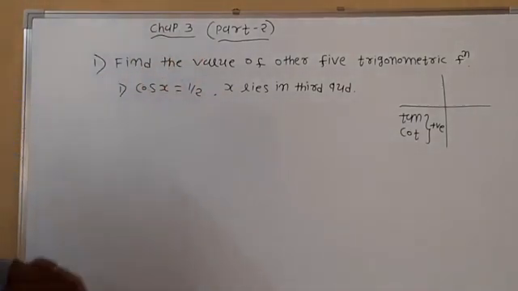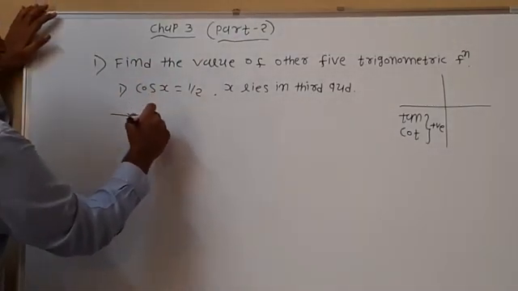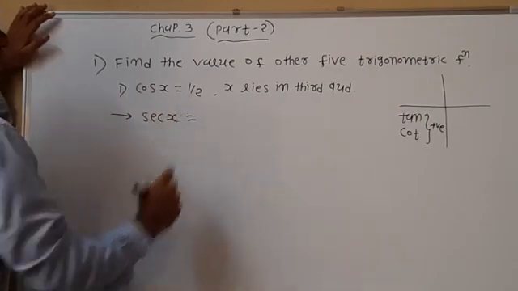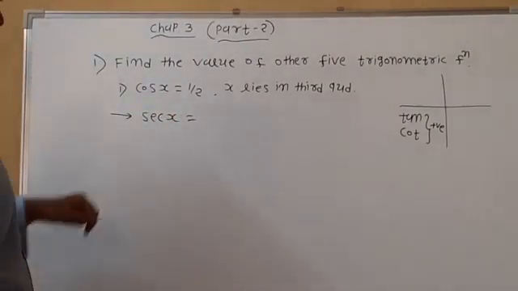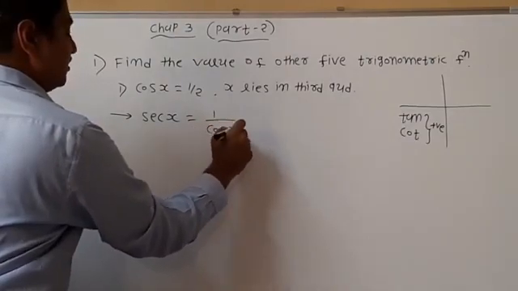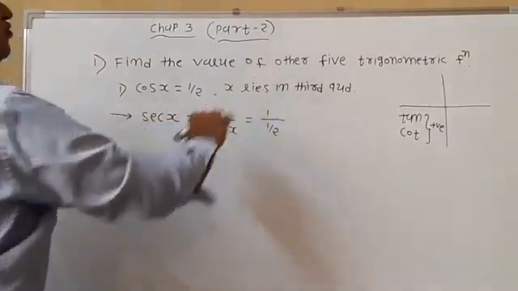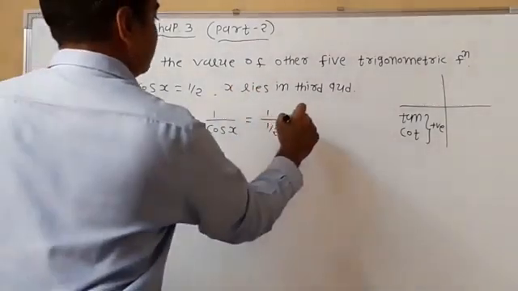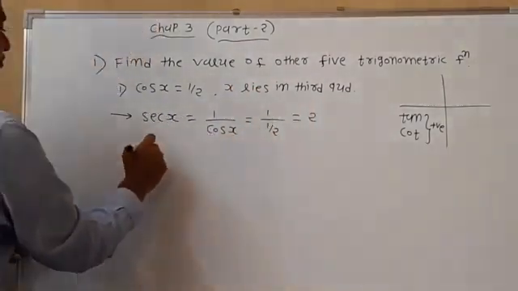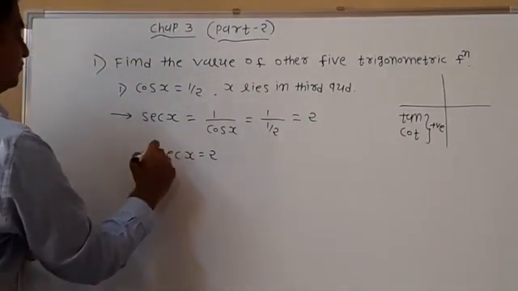Now here cos x is equal to 1 by 2, and we know that sec x is equal to 1 upon cos x. So first of all, using this result, find out the value of sec x is equal to 1 upon cos x is equal to 1 upon 1 by 2. Now 2 is written in the numerator, so here we get the first value, sec x is equal to 2.